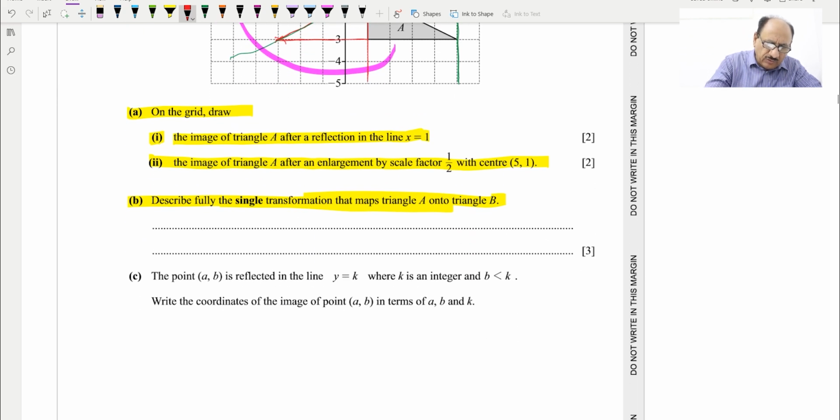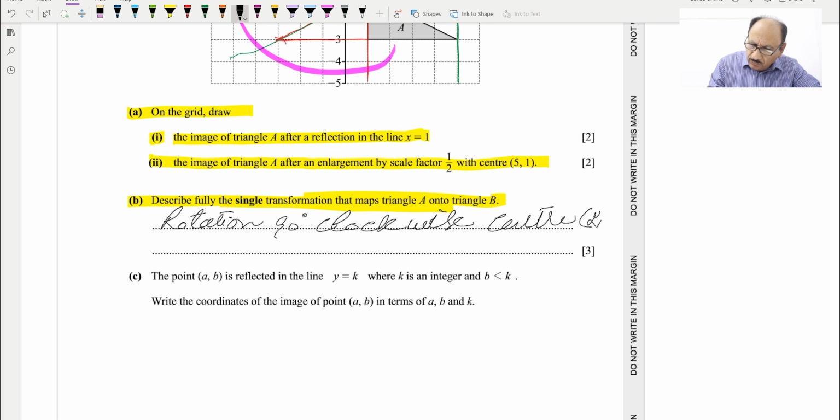So our answer will be, it is a rotation 90-degree clockwise, and center will be center 2, 4. So center 2, 4, and this is a 3 marks answer which we have done.